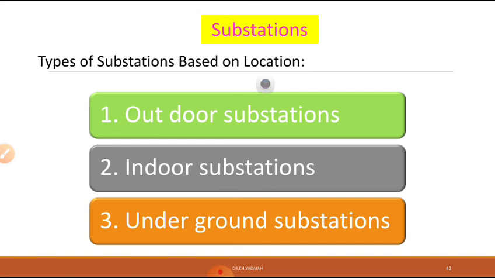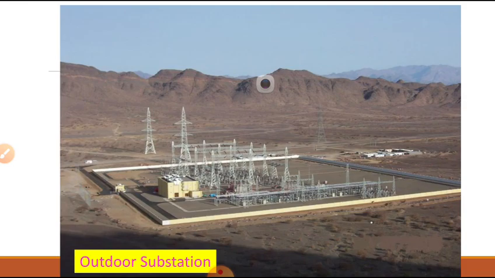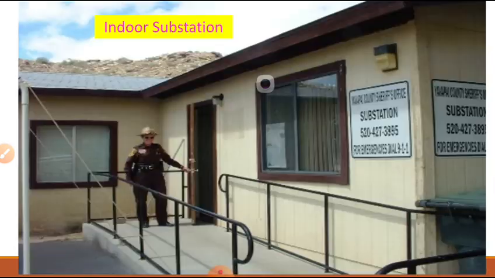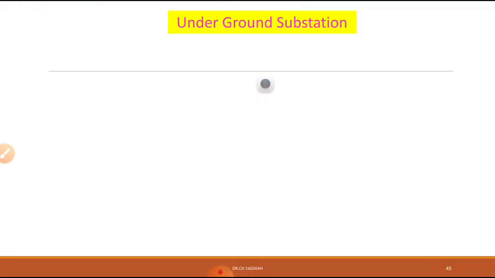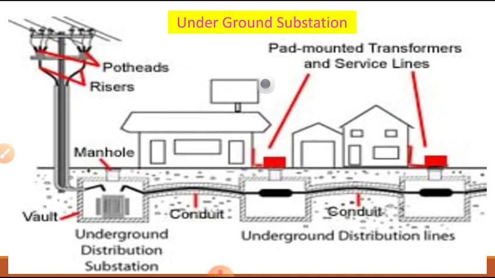You can see the figures. What is it? The outdoor substation. You can see the open area, exposed to atmospheric conditions. Next, the indoor substation, where it is placed indoors. And next you can see the underground substation in the figure. Below the houses we establish the substation. Generally a GIS, a gas insulated substation, is preferred for this purpose sometimes. So these are the substations classified based on locations.